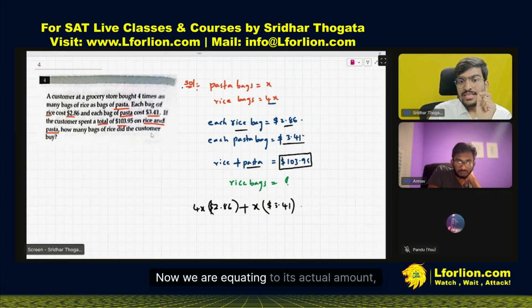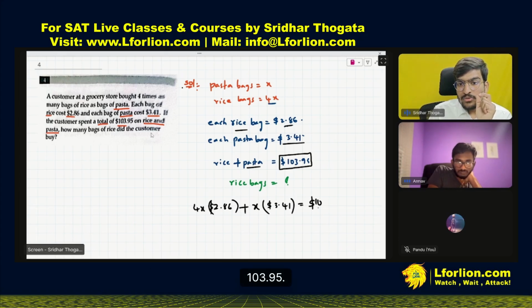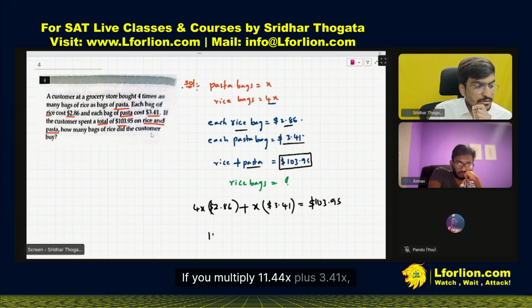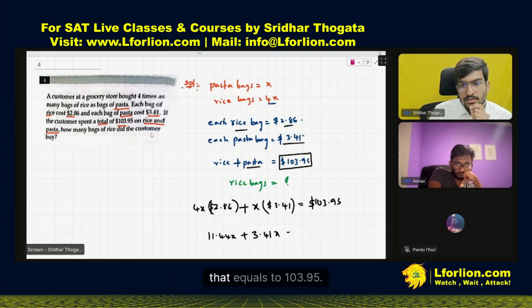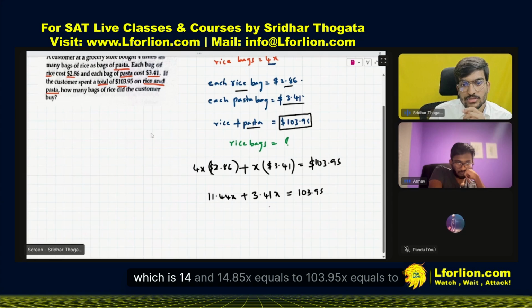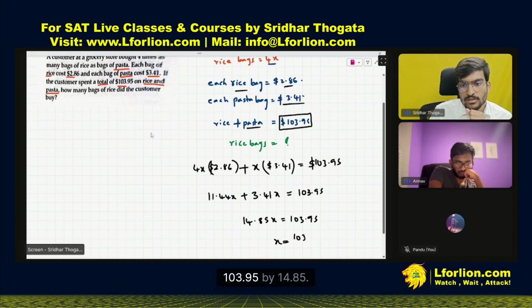Now we are equating to its actual amount, 103.95. That equals 4 into 2.86. If you multiply, 11.44x plus 3.41x equals 103.95. So if you add up 11.44 and 3.41, which is 14.85, x equals 103.95 divided by 14.85.